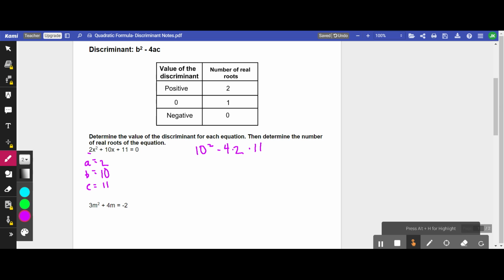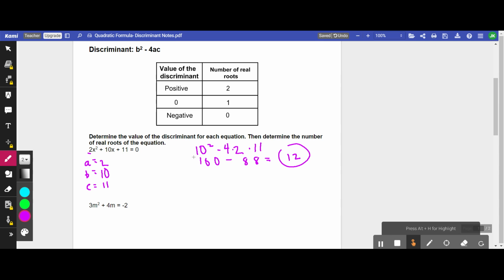And then you can type this thing in your calculator, or you can work out each individual part if you want. But if you square the 10, then you'll get 100. Then you can multiply the 4 times the 2 times the 11, which would be 88. And then you can just subtract these in the end to get your discriminant value. So if you subtract these, you'll get 12 for the discriminant to start.